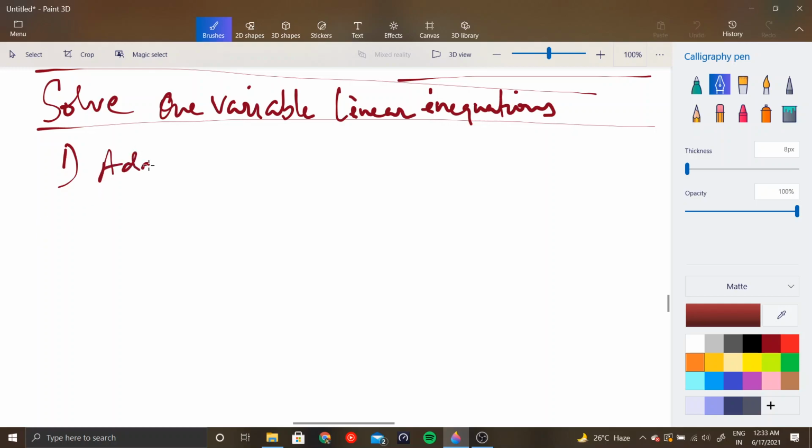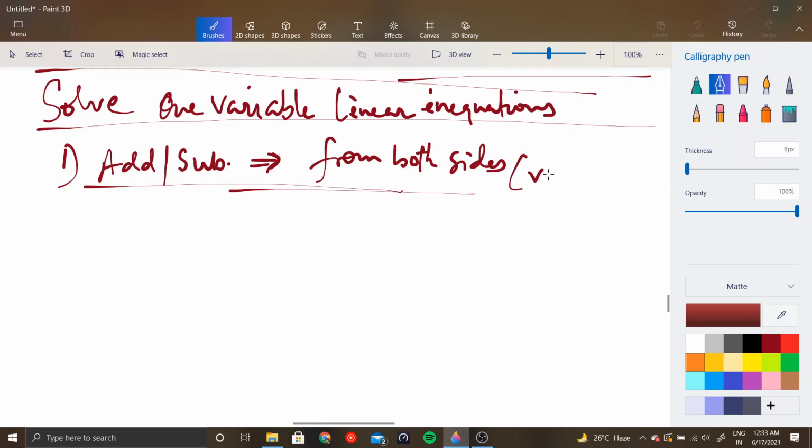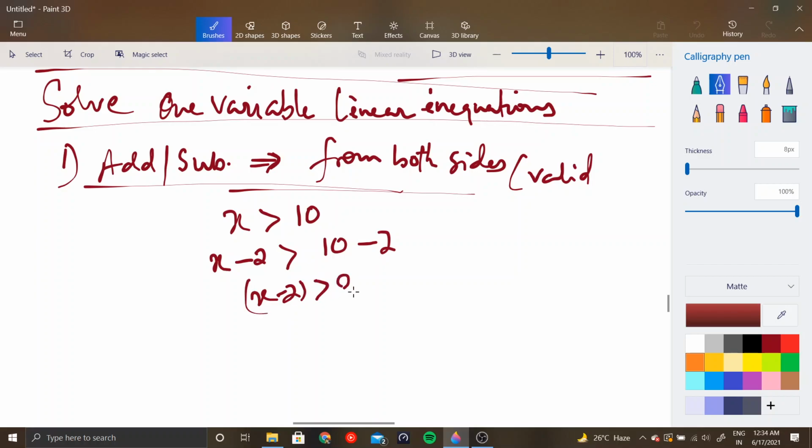So for addition and subtraction, just remember this rule. If you add or subtract a constant, or anything for that matter, from both sides of the inequation, the inequation still remains valid. So x is greater than 10. If I subtract 2 from both the sides, this is still valid: x minus 2 is greater than 8.